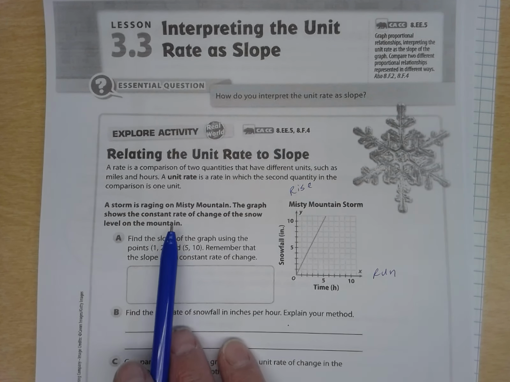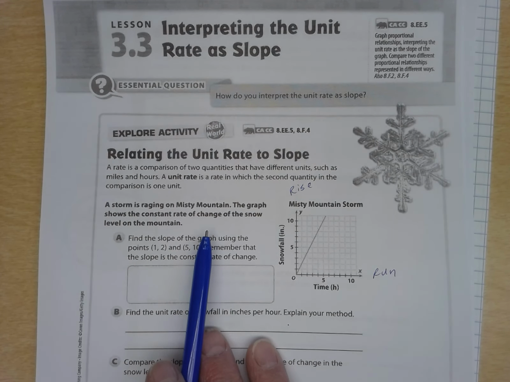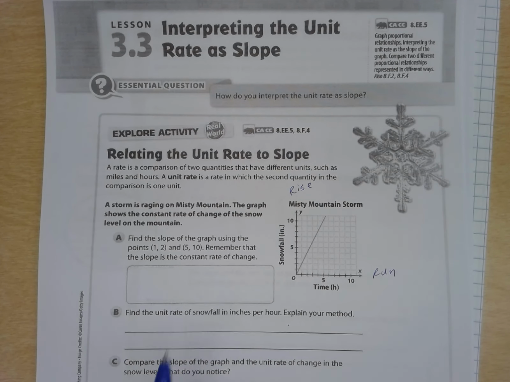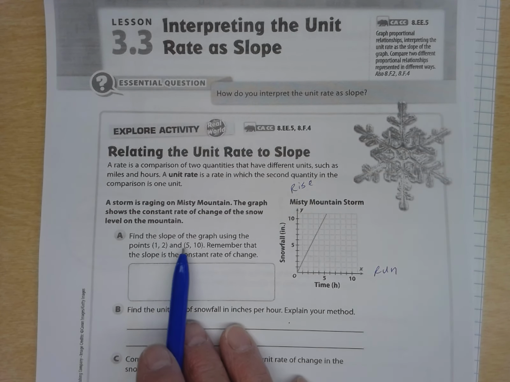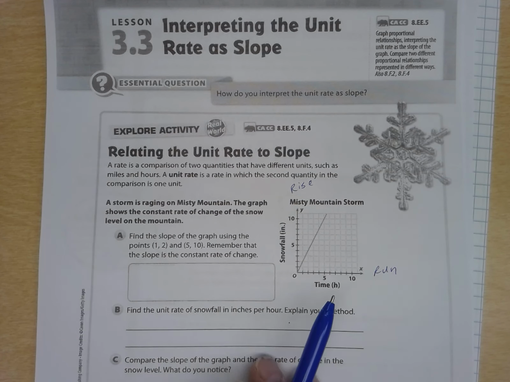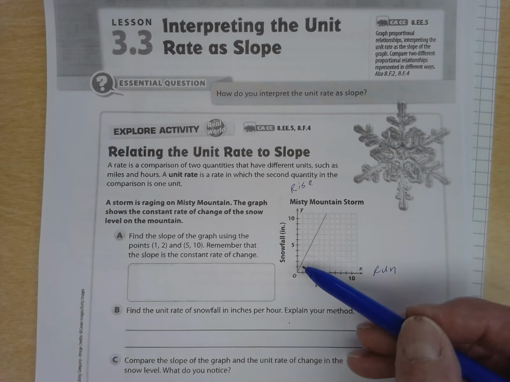So we have a storm here on Misty Mountain, and the graph shows the constant rate of change of the snow level on the mountain. Now, you know that's a bunch of hooey because we're not going to be able to have the exact rate, but it's good for a comparison. So find the slope of the graph using the points 1 and 2, 5 and 10. Remember that slope is the constant rate of change.